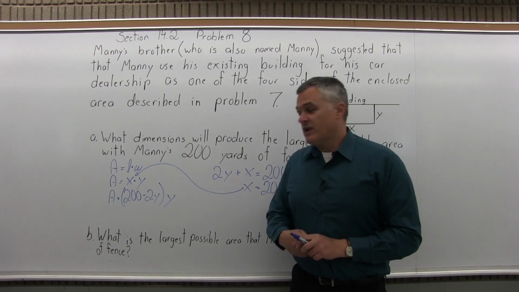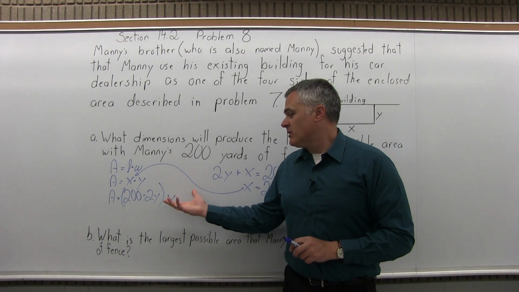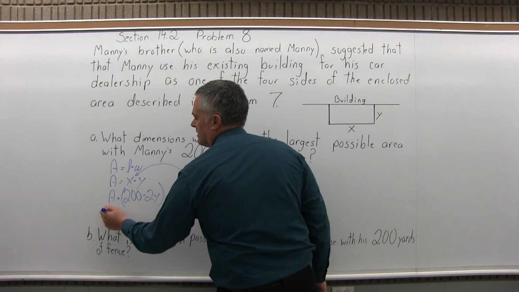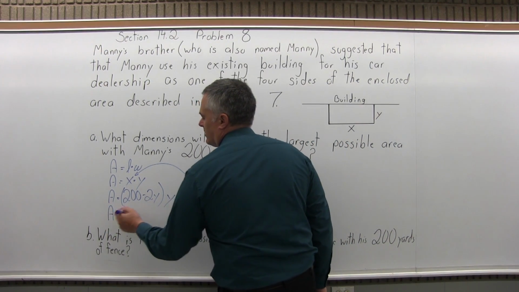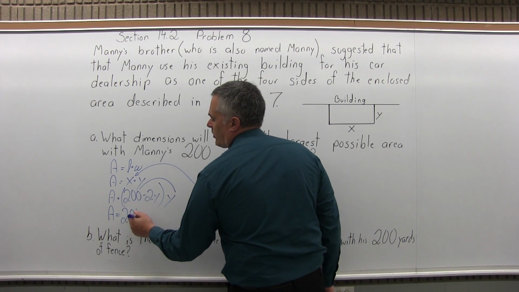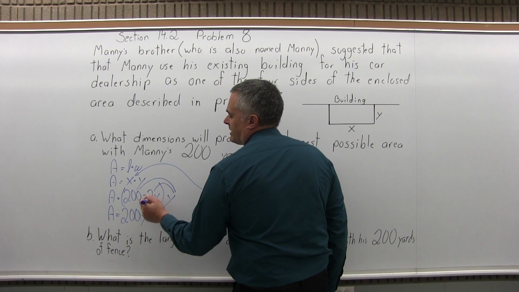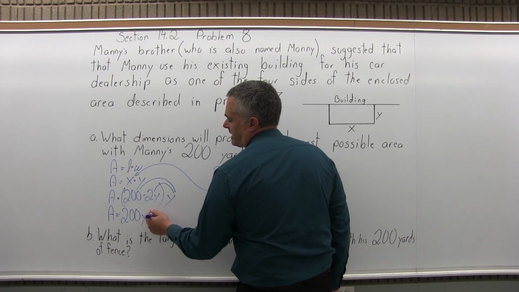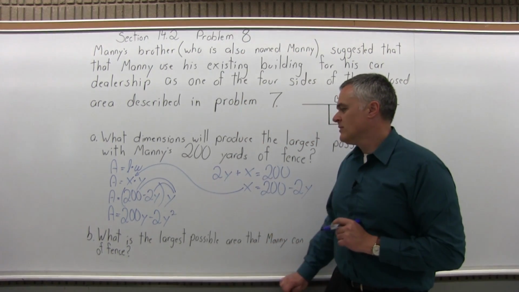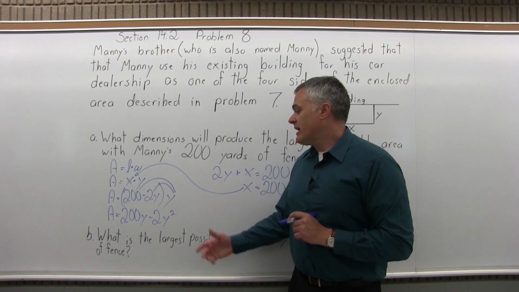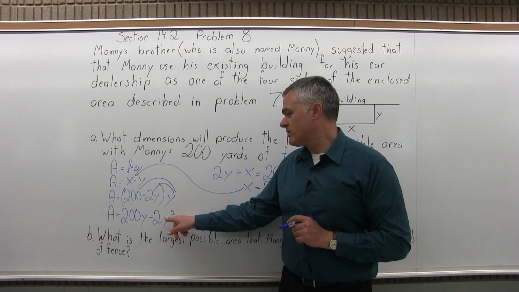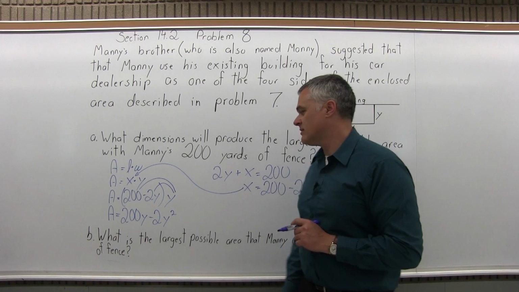So now there's a function for area expressed in terms of only one variable, and I can clean it up a little bit by clearing the parentheses. So area equals, y times 200 will be 200y, and then y times minus 2y will be minus 2y squared. So now there's the function. What we have to do is take the derivative first, then set it equal to 0 and solve for y.